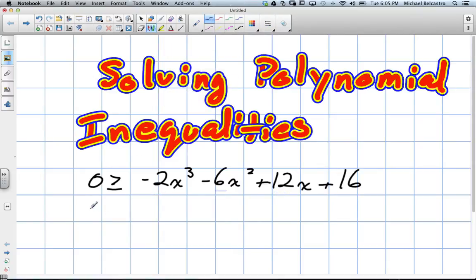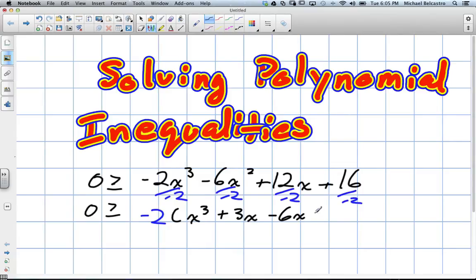So when we go to factor this out, the idea is that we're going to divide each of these values by -2. So our -2 becomes outside of the brackets, and we're left with positive x cubed plus 3x squared minus 6x minus 8. Okay. From there, we're going to look at our bracket specifically.